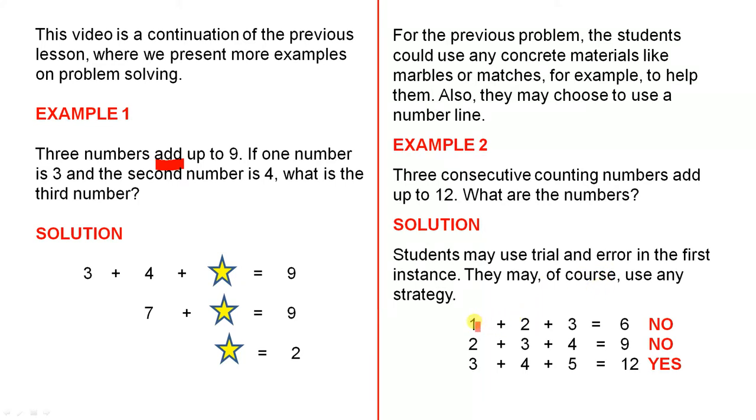So for the trial and error, if we take the first 3 counting numbers, 1 plus 2 plus 3, that gives us 6. So that's not correct because we need an answer of 12. If we then have 2, 3 and 4, 2 plus 3 plus 4 gives us 9. That's not correct because we need an answer of 12. If we try 3, 4, 5, 3 plus 4 plus 5, add those together, and that gives us 12, and that is correct.